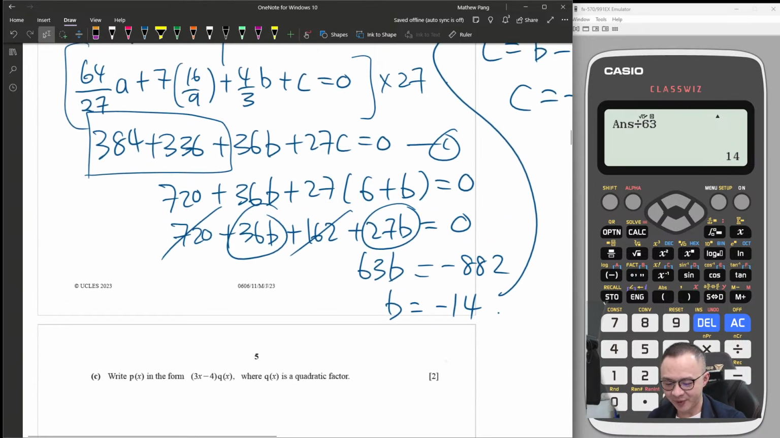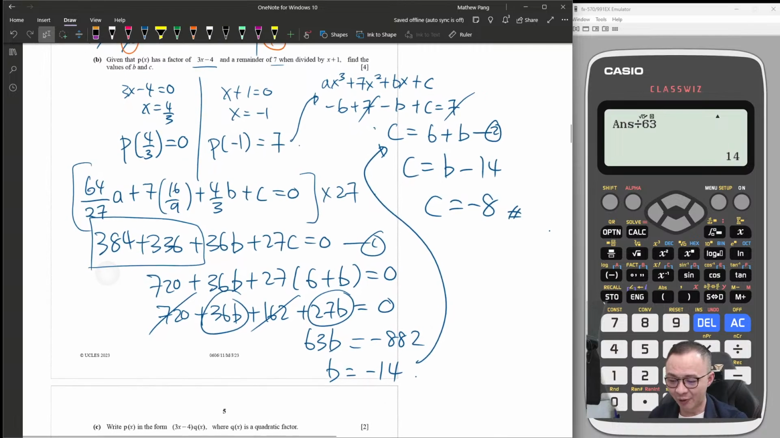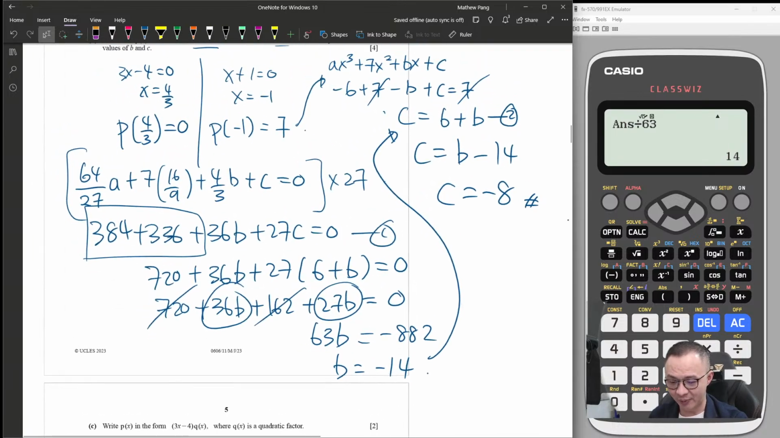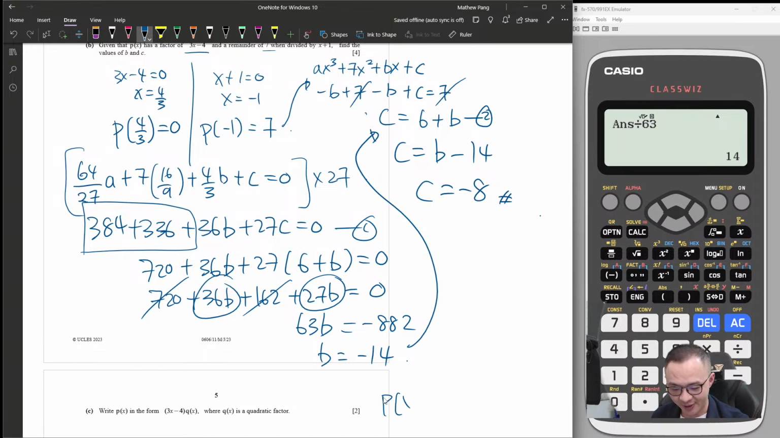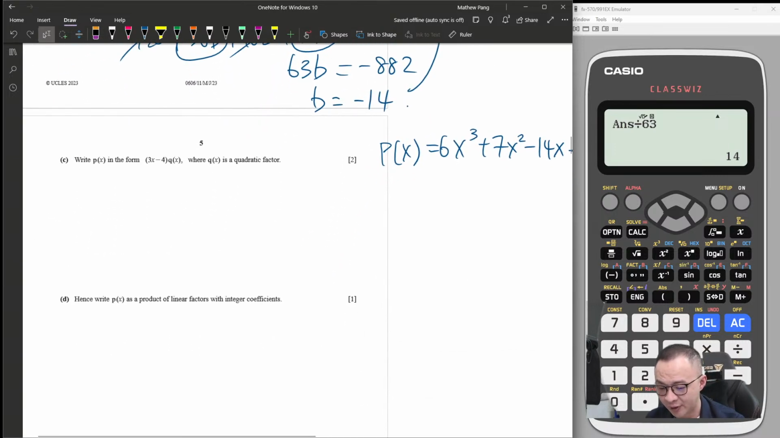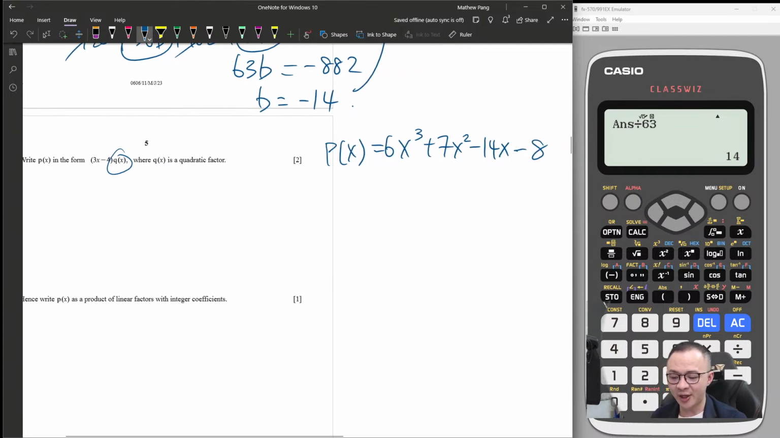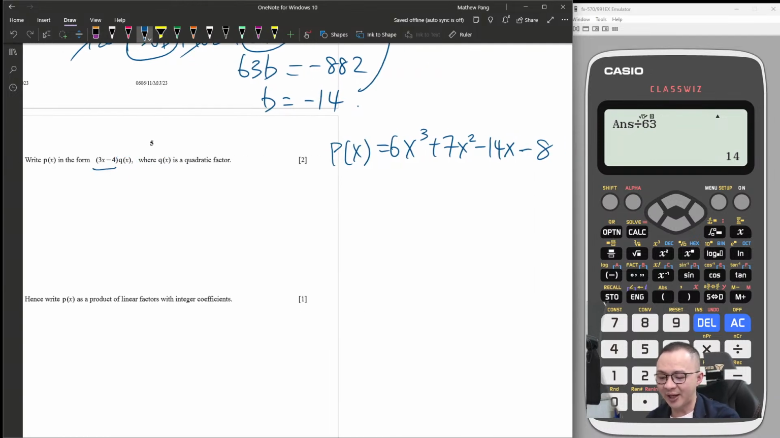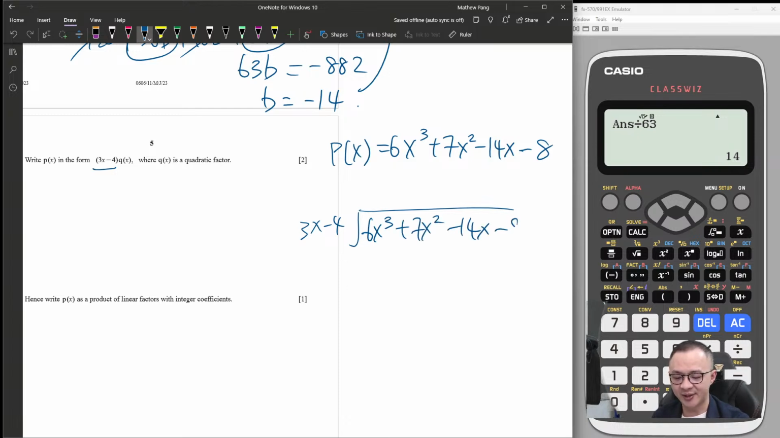Alright, so after we got a, b, c, no doubt we need to insert back into our p(x) equation. So let me write down my p(x) here. a we already know is 6, so 6x cubed plus 7x squared minus 14x minus 8. Okay, this is the p(x) I have. So q(x) is a quadratic, so the easiest way is I do a long division. I will divide by 3x minus 4. This is 6x cubed plus 7x squared minus 14x minus 8.